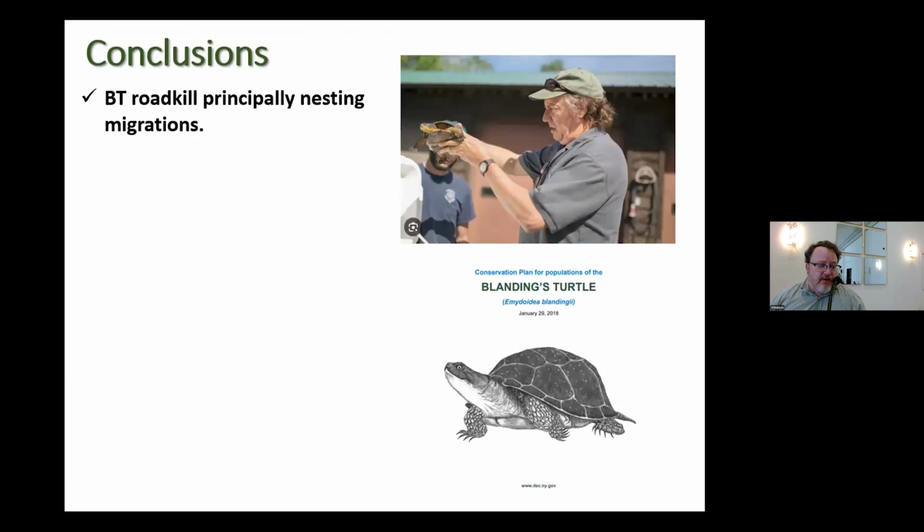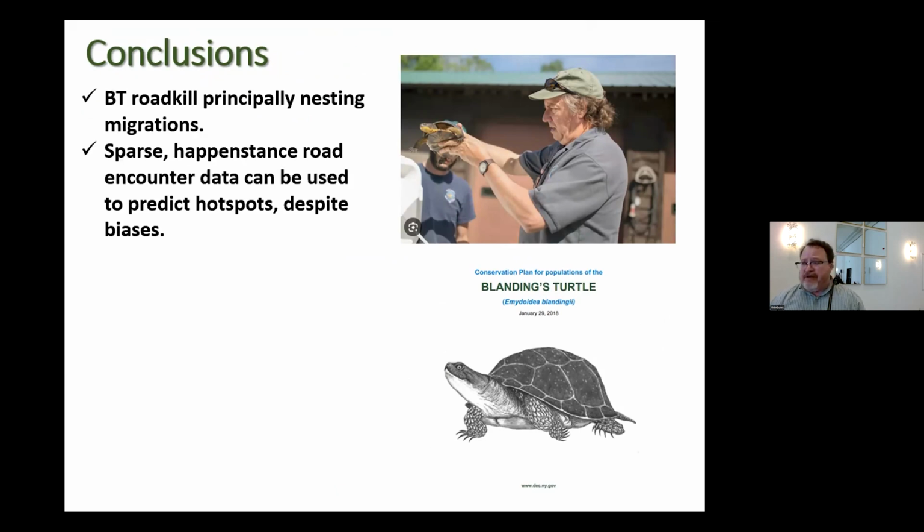And so what we conclude is that, first of all, these are principally nesting migrations. And to improve our modeling, we've got to know more about movement patterns, identifying nesting sites, along with the wetlands that we use. We can use this sort of opportunistic or happenstance road encounter data to predict hotspots despite all the biases.